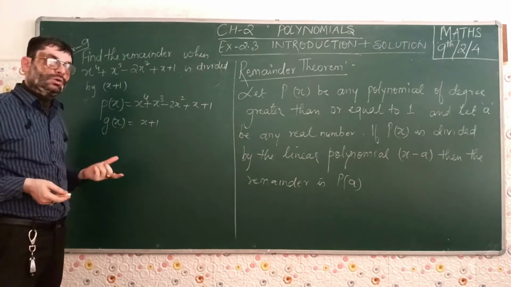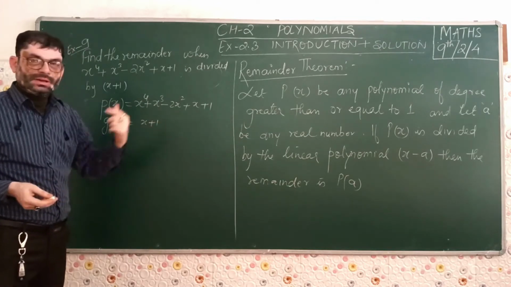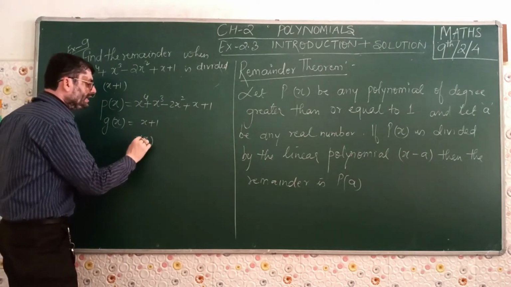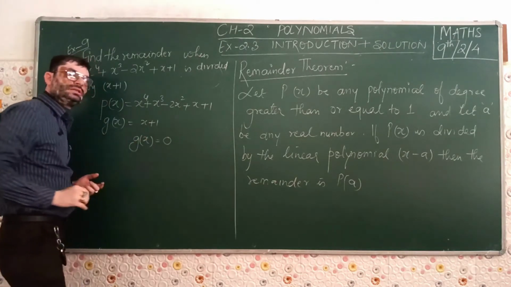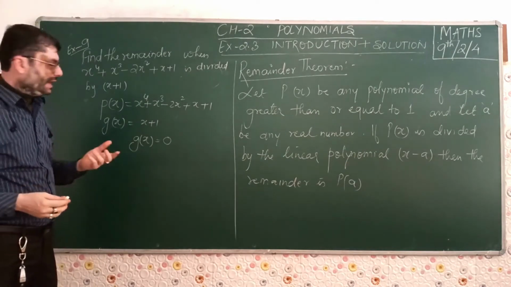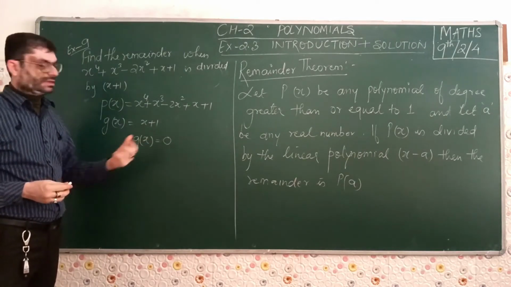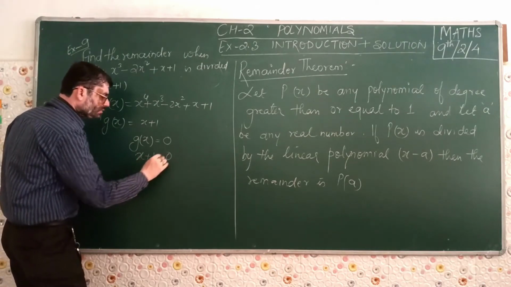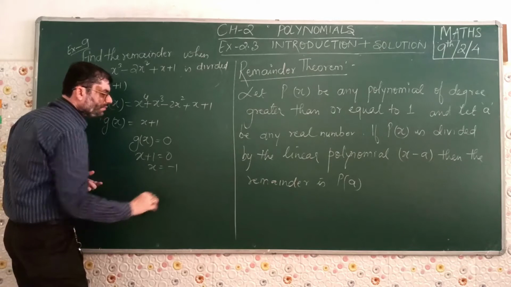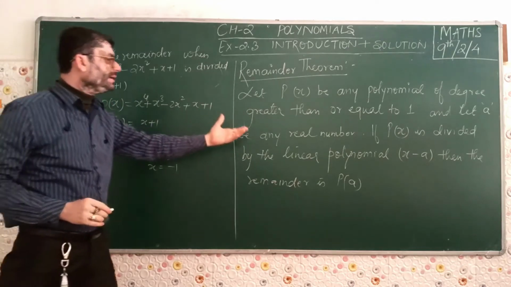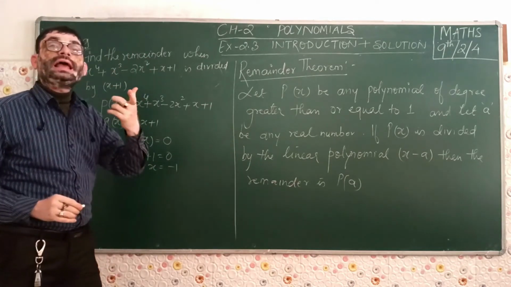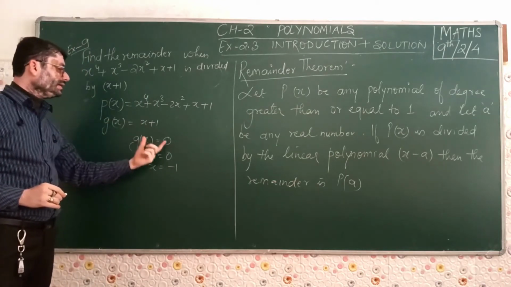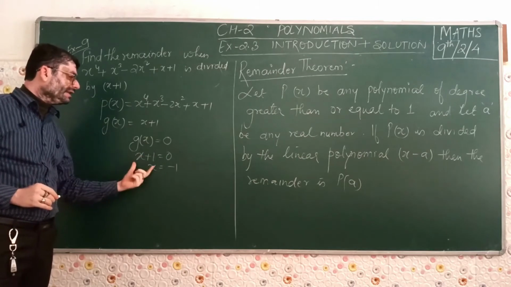So how do we find out that value a as per our remainder theorem? What we have to do is directly equate the divisor to 0 to obtain the value of x. g of x is equal to 0. That means x plus 1 is equal to 0. So x is equal to minus 1. Comparing with our remainder theorem, this is the value of a. How do we get the value of a? By equating the divisor to 0 and obtaining the value of x.